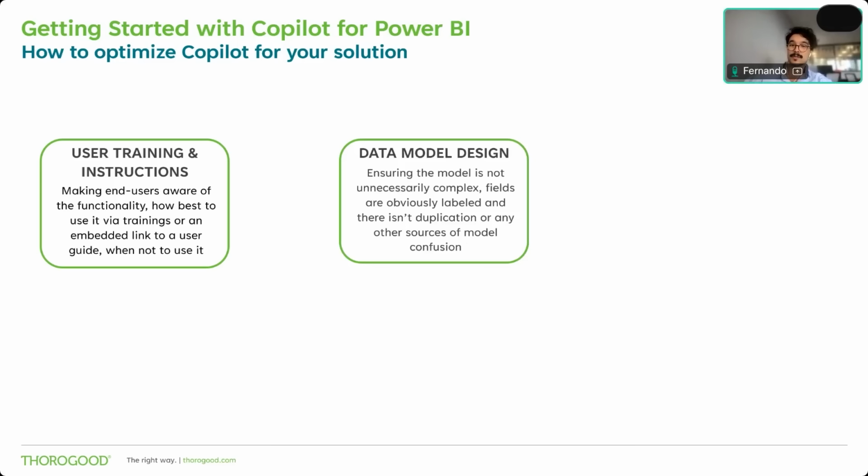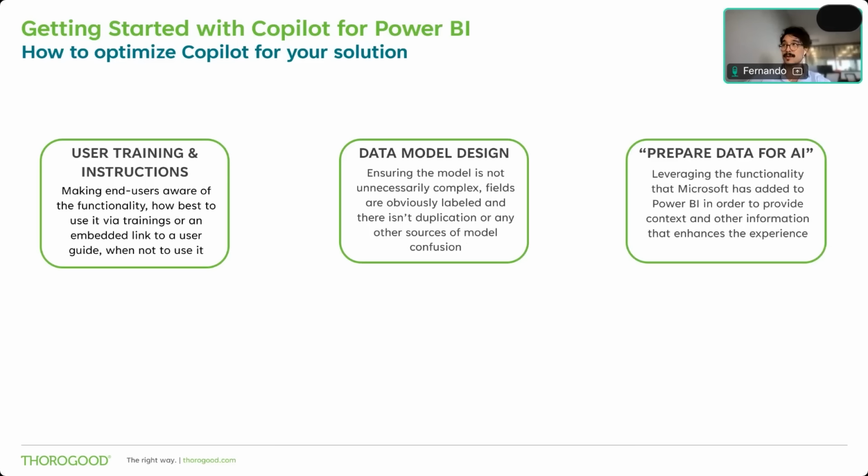Maybe you leave only the tables that you want Copilot to have access to, so you have access only to maybe the sales data, maybe only the finance data, and not the shipments, if you don't want people asking questions about shipments or any other complex things you may not want to handle. Also, you can prepare data for AI.